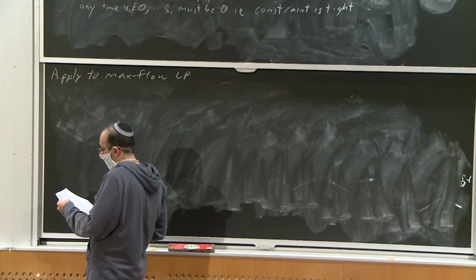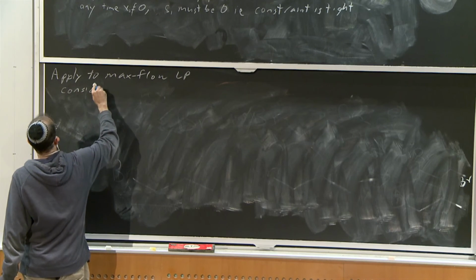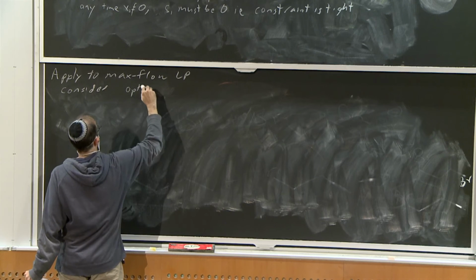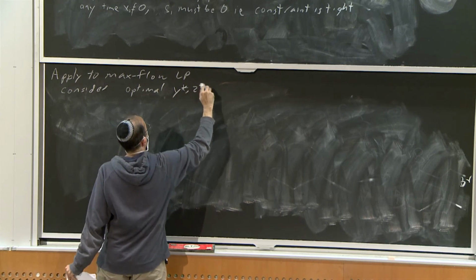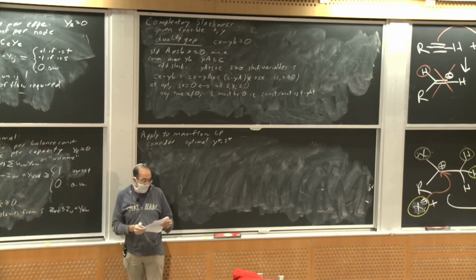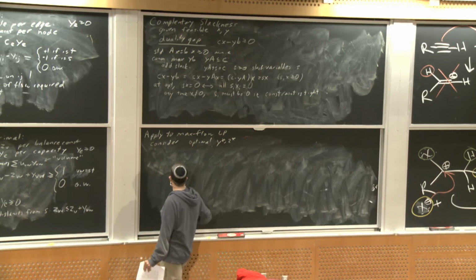So let's consider our optimal y star and z star from the primal linear program that we constructed. And now is where we invoke a bit of creativity.